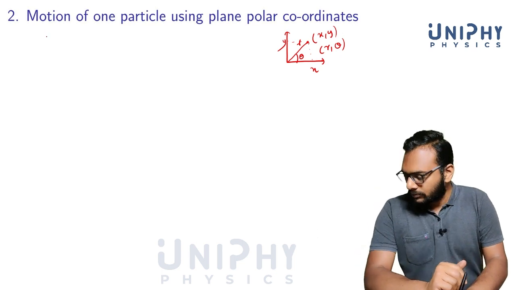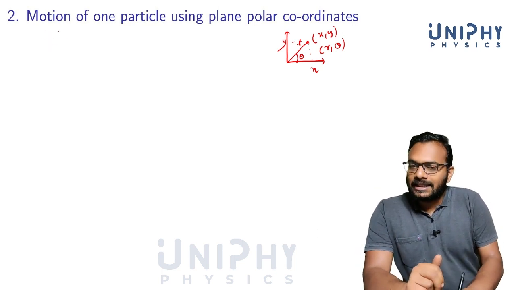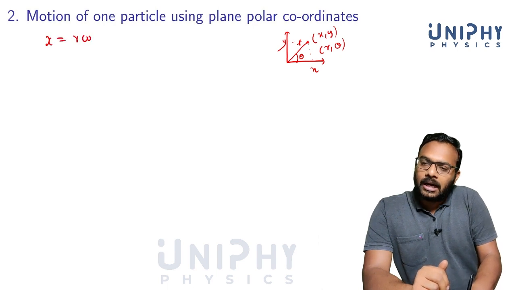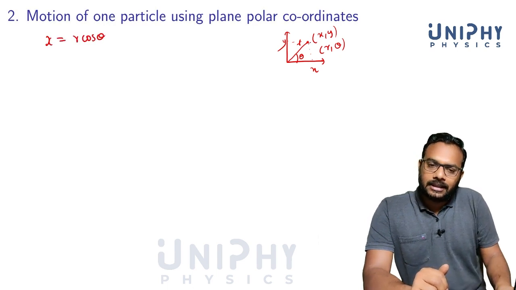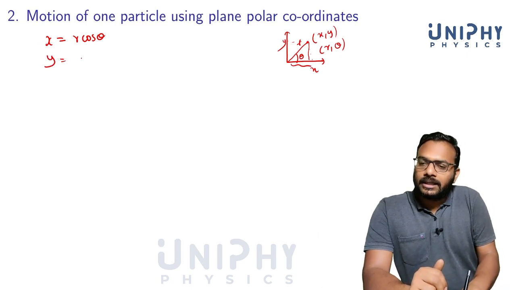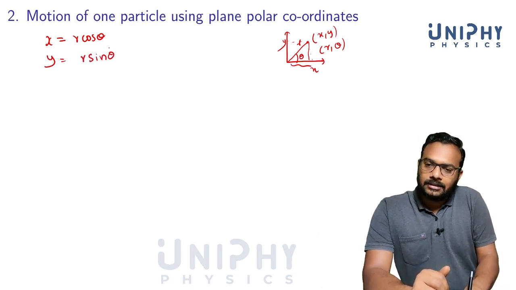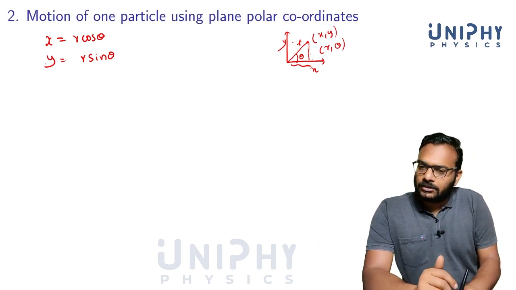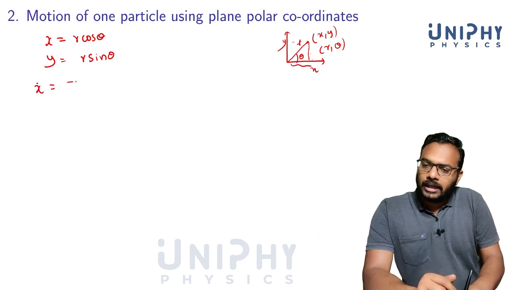Okay, so in this case we can write the transformation equations like this. We know that x equals r cos theta, and y is equal to r sin theta. But we need to find the kinetic energy. So we have to find x dot equal to minus r.